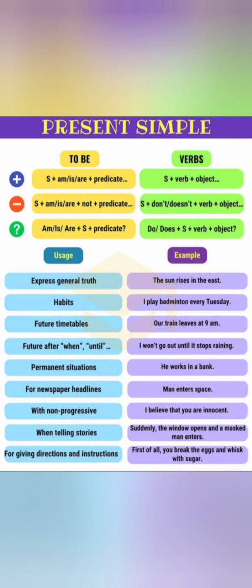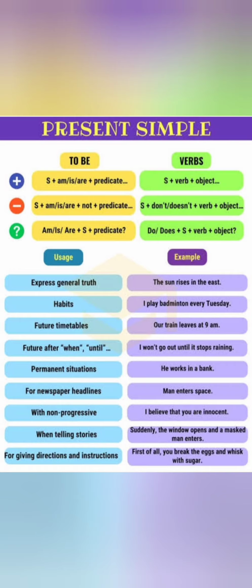The sun rises in the east. So the sun is the subject, rises is the verb, in the east is the predicate. Okay. So here the sun is the third person singular. So we added es to the verb. So it is rises.